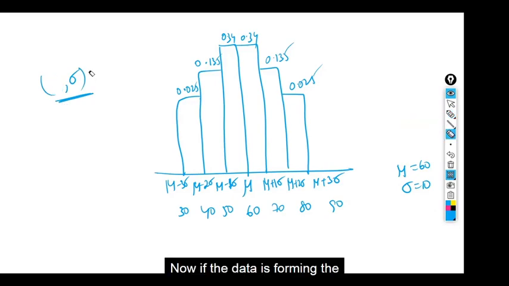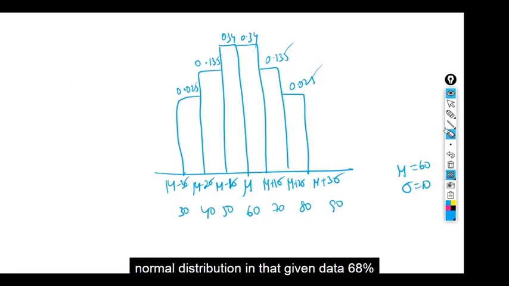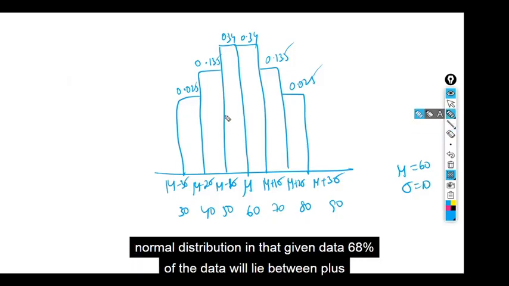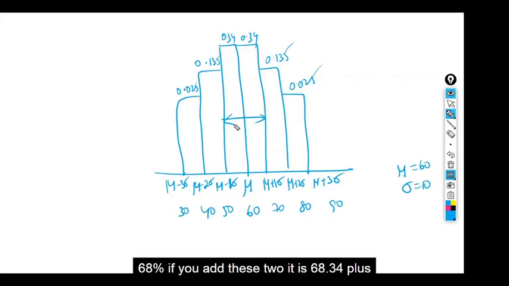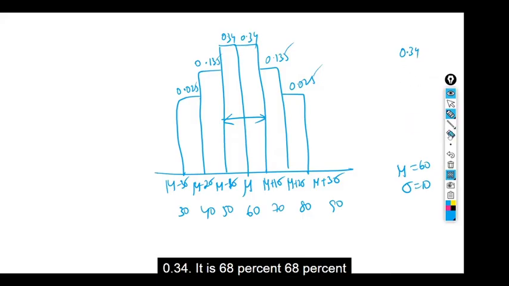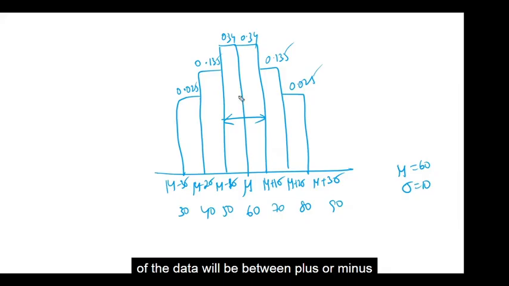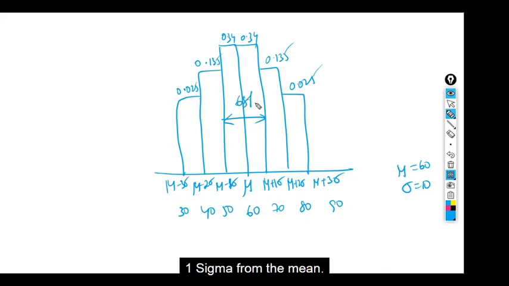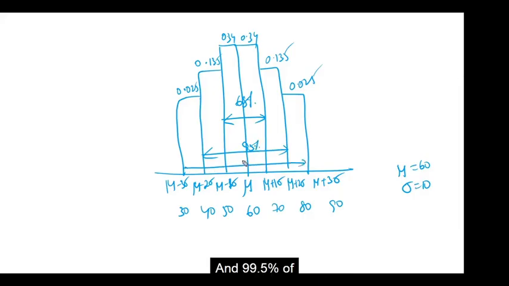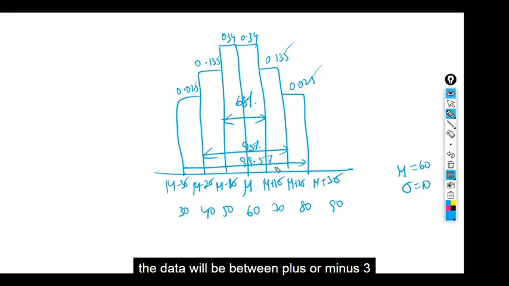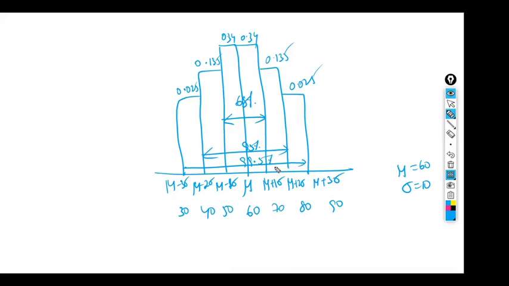Now, if the data is forming a normal distribution, in that given data, 68% of the data will lie between plus or minus 1 sigma. If you add these two, 0.34 plus 0.34, it is 68%. 68% of the data will be between plus or minus 1 sigma from the mean. 95% of the data will be between plus or minus 2 sigma. And 99.7% of the data will be between plus or minus 3 sigma.